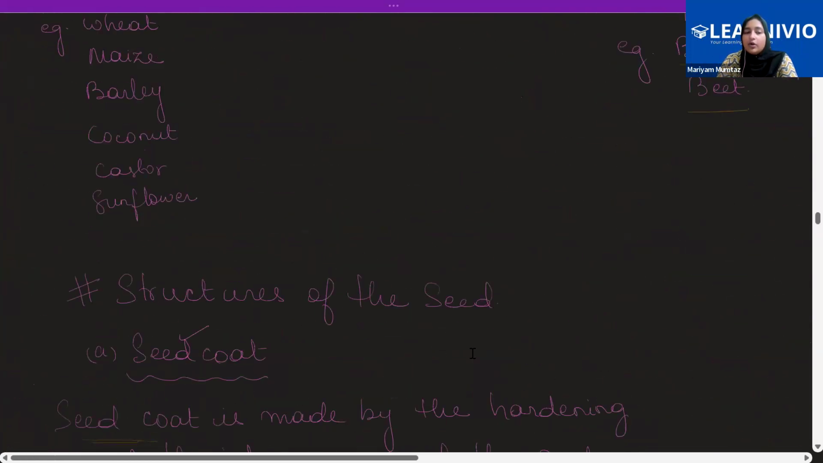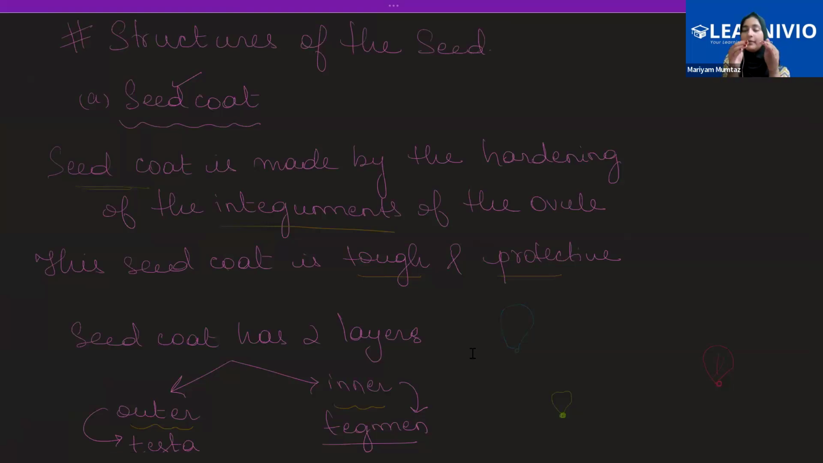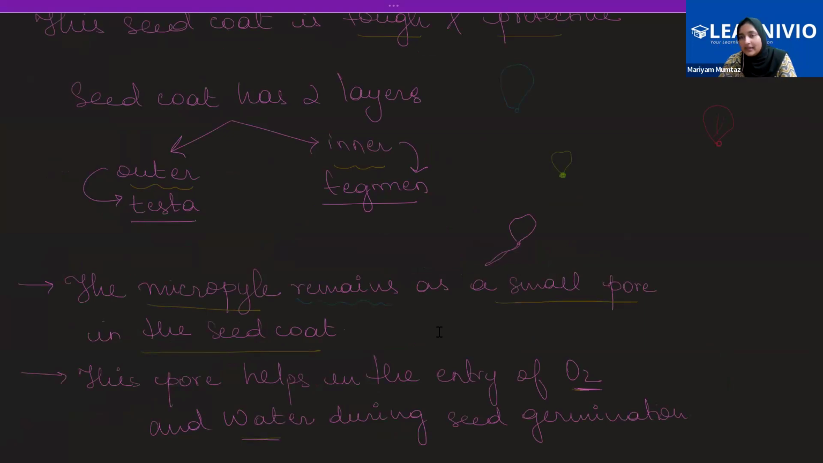Now talking about the structure of the seed. The seed has a tough protective covering. If you remember in the ovule, there was outer integument and inner integument. Those integuments become the coat of the seed. The seed coat is very tough and protective in nature, and it doesn't let the seed die. The seed coat has two layers: the outer integument becomes the testa and the inner one becomes the tegmen. So testa and tegmen are the names of the two layers of the seed coat.